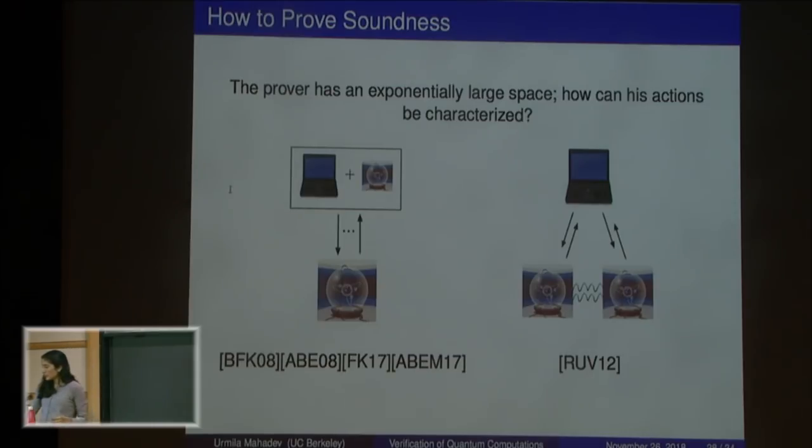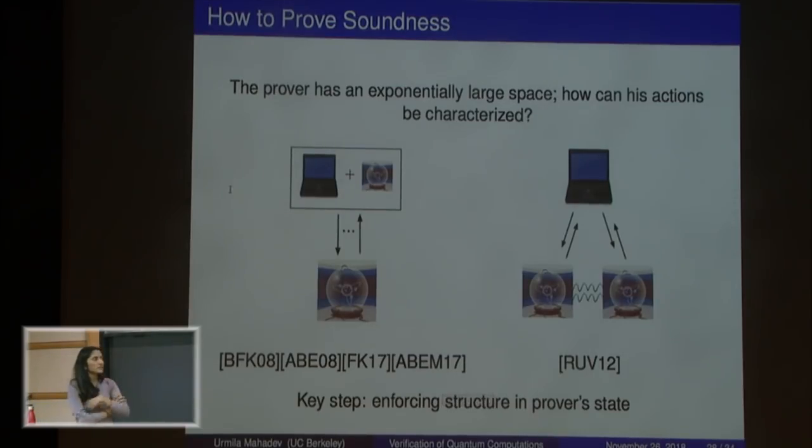As an example of what that means, in this protocol on the left, where the verifier had a small quantum computer, the way he enforced structure was that he just sent qubits to the quantum prover. Because he constructed the qubits himself, he knew that in some part of the prover's exponentially large space there were these qubits, he knew exactly what they looked like, and he could use this characterization to force the prover to perform a general quantum computation.